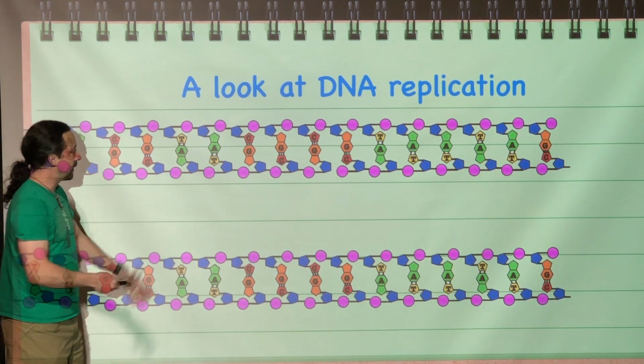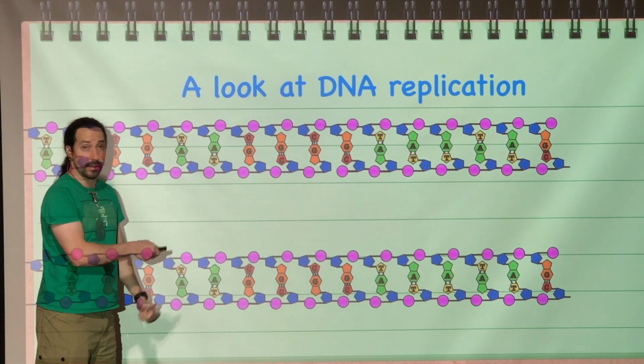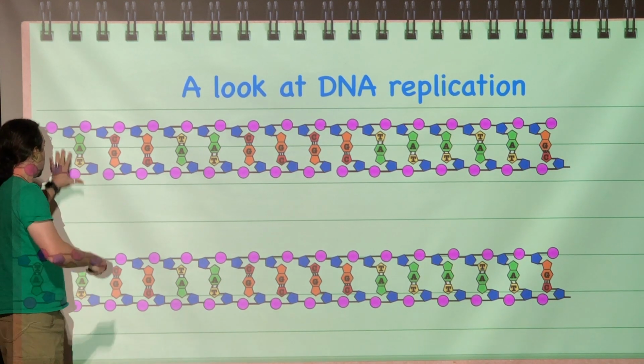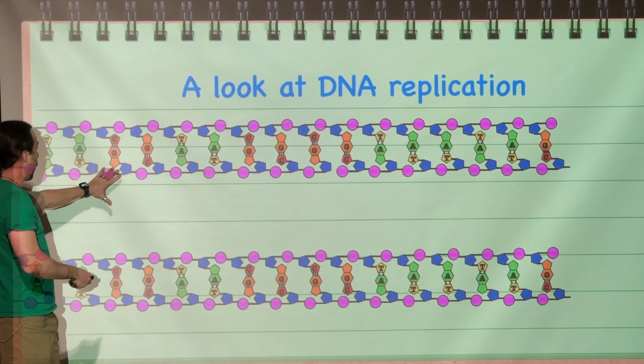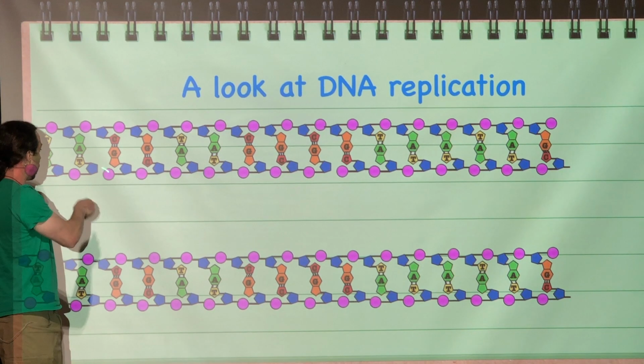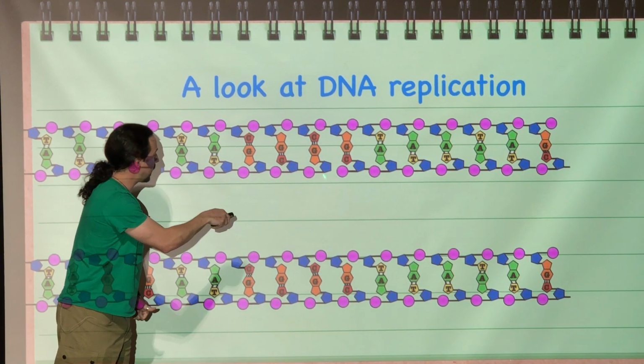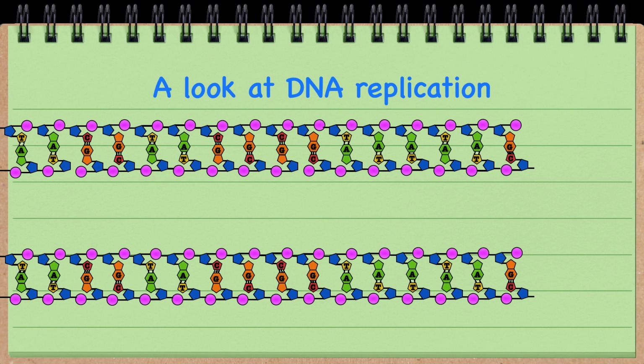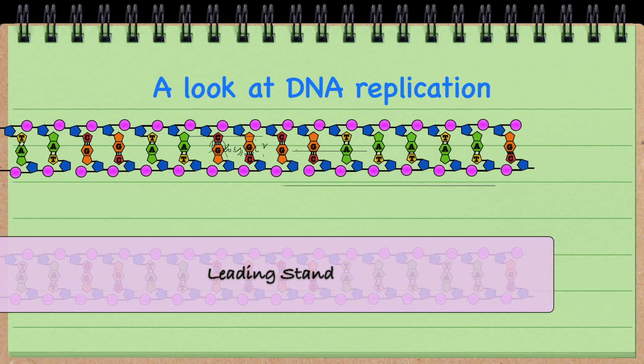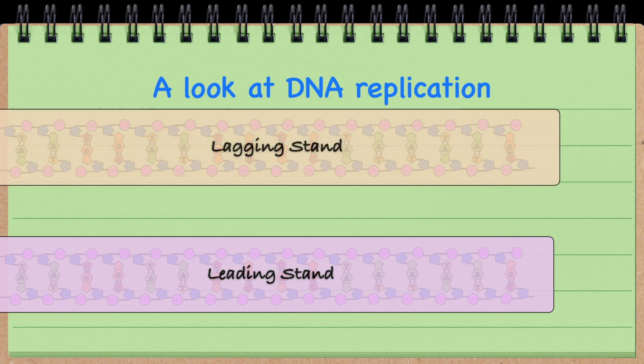Something to notice here is that we have gaps on this top strand. Our thymine and our guanine nucleotides right here are not attached. Our guanine and our cytosine nucleotides are not attached right here. These are different fragments. We have a leading strand on the bottom. Our top strand is referred to as a lagging strand. I did not mention that before.